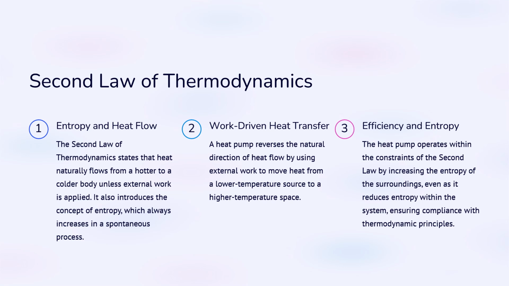2. Work-driven heat transfer. A heat pump reverses the natural direction of heat flow by using external work to move heat from a lower temperature source to a higher temperature space. 3. Efficiency and entropy. The heat pump operates within the constraints of the second law by increasing the entropy of the surroundings, even as it reduces the entropy within the system, ensuring compliance with the thermodynamic principles.